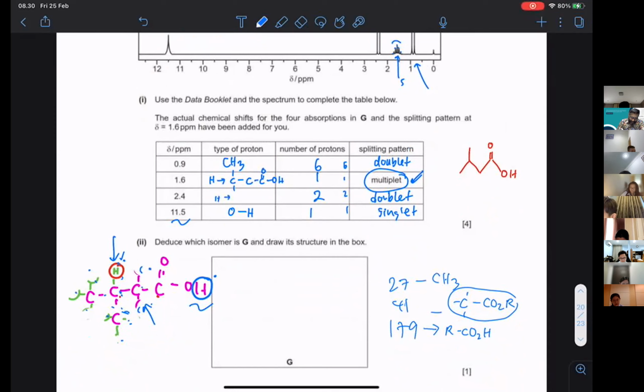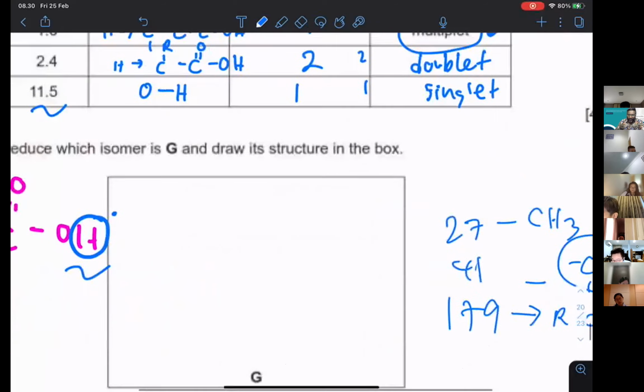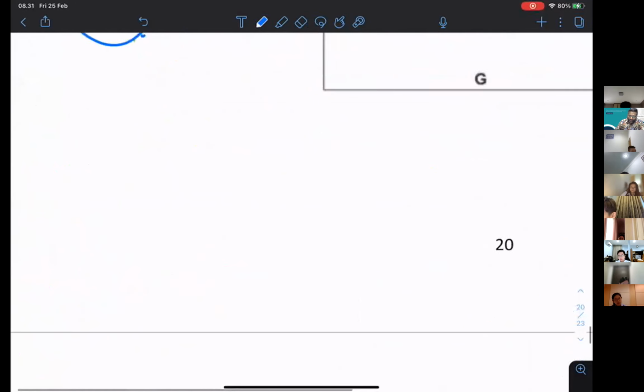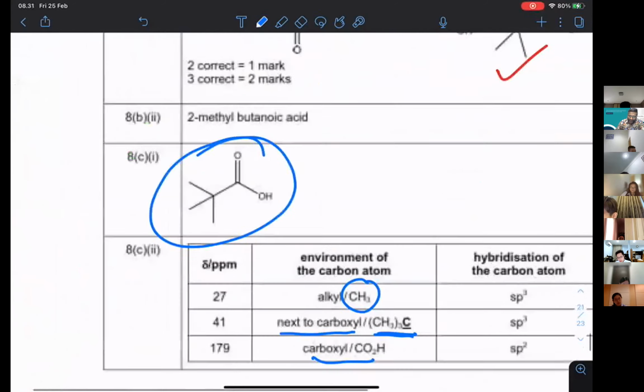carbon, I think you can see this one, the carbon that is attached to an R group, and then they are attached to COOH. So how do they represent that in the marking key? Definitely this one, no problem. Let's look at the type of proton. How do they represent it in the marking key?